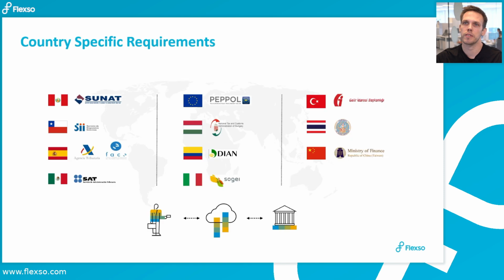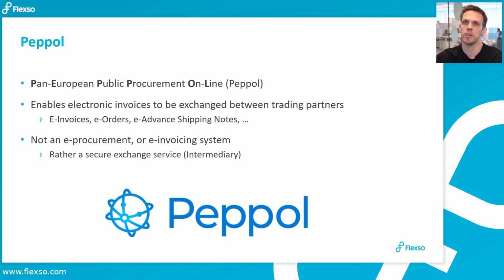So on the next slide, we will have the country-specific requirements. Early on, all countries had their own solution. They came up with their own way of working. So for example, in Mexico, they had the CFDI. In Spain, they have the SII. In Italy, they have SDI. And Europe saw an opportunity to combine all countries together to make one general solution, and they came up with Peppol.